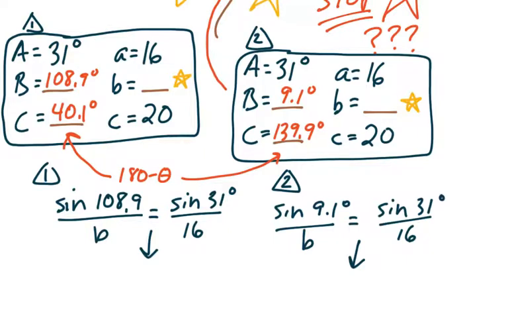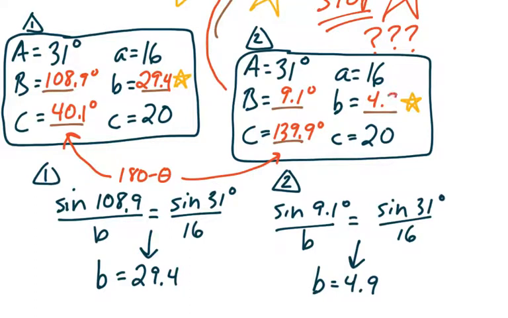Good luck. Okay, if you did it right, I got that over here on the left side, side B should be 29.4. And on the right side, when I solved that one, B was 4.9. Now let's put it in, and we'll do that little geometry check. Remember we talked about that before, where we'll see if the longest side is across from the largest angle, and the shortest side is across from the smallest angle.